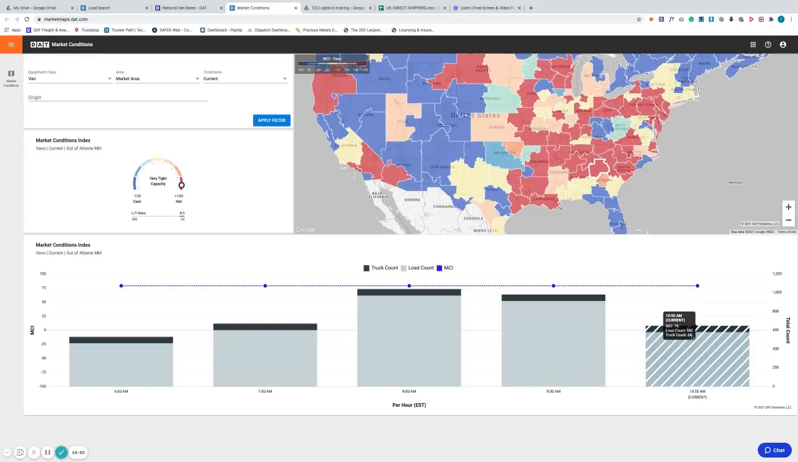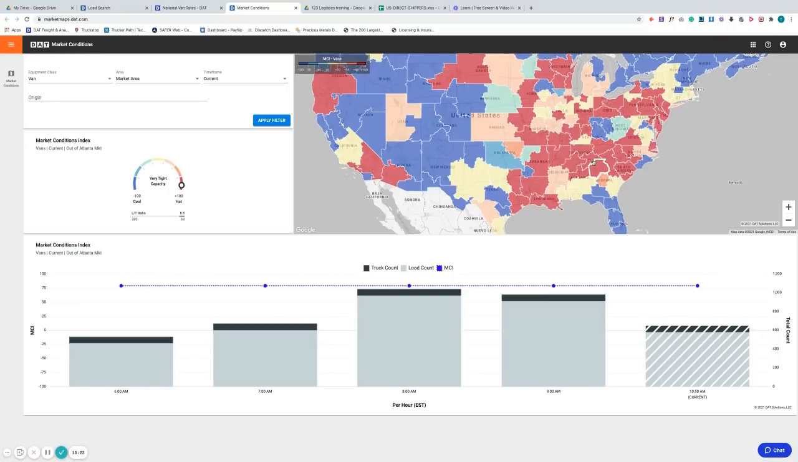But if you come to this, you study the market, and you look at these areas. Like right now, coming out of Atlanta, I would either be sending my drivers in this area right here or going down toward Texas. That's where I would be sending them, because these are hot areas.